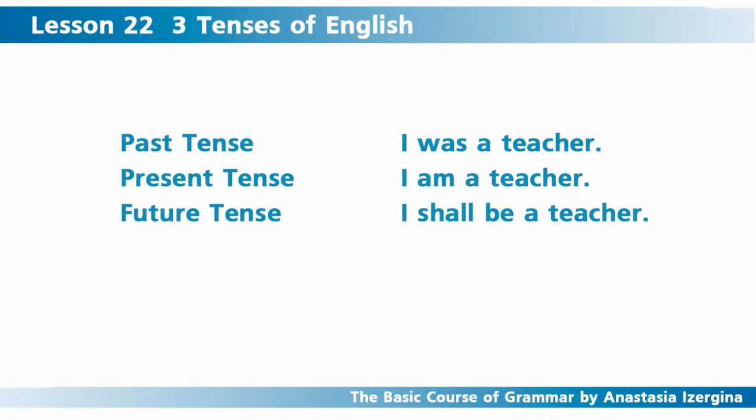Here are a few examples. I was a teacher. This is past tense. I am a teacher. This is present tense. I shall be a teacher. This is future tense. Other categories we associate with English tenses like simple, continuous, perfect tenses, they're actually not tenses themselves.